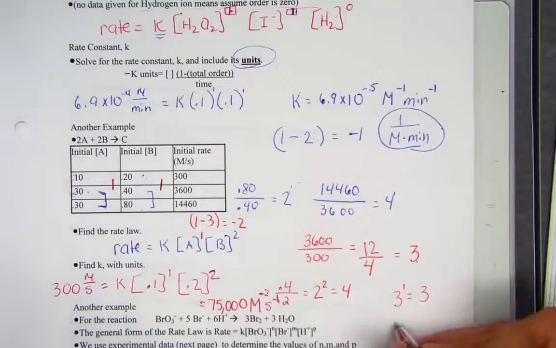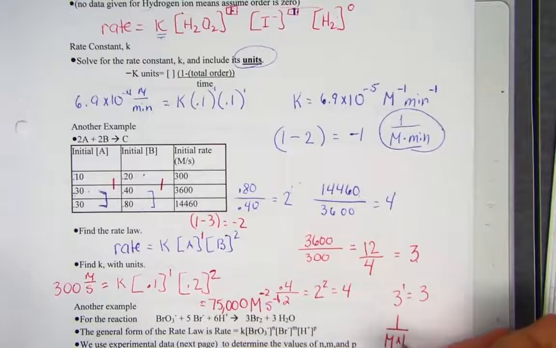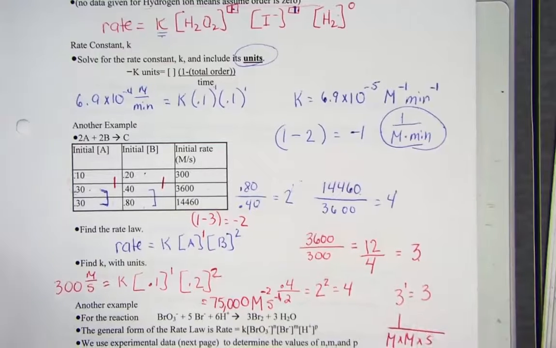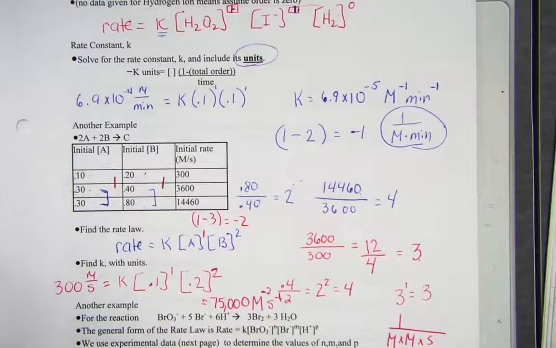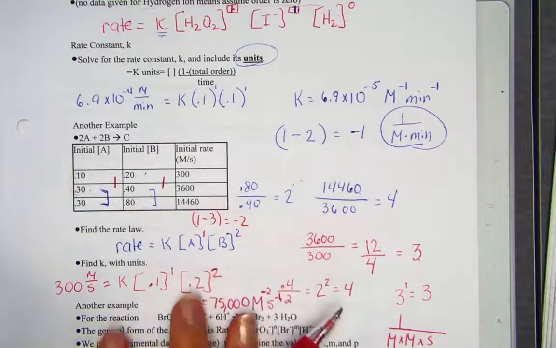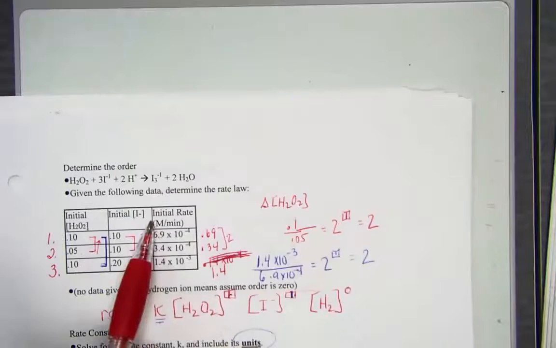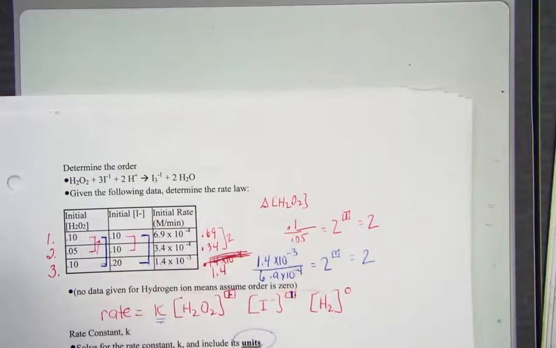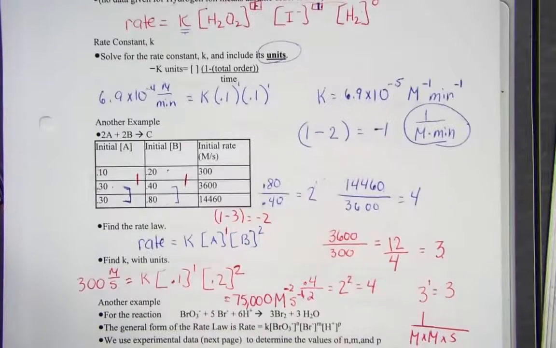That's the same as writing 1 over molarity squared times seconds. We shorten that by putting molarity -2, second -1. It's seconds in this example because that's what the data table gave us. Up at the top here it was per minute. So I'm just matching that time unit to what was provided in the table.